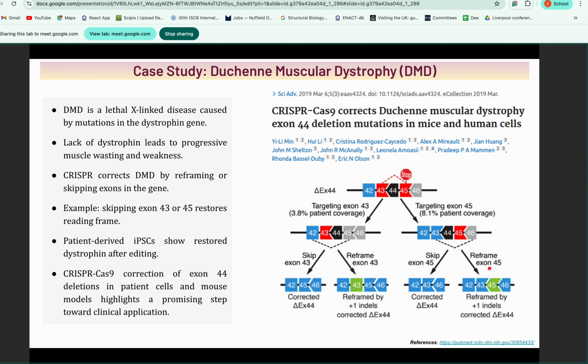Means we are doing this in such a way that 43 and 45 do not combine together in their original forms. So either we can delete one of them, or we can reframe either one of them, so that the stop codon is not observed. So not just 43 and 45. In many papers, you might see some other exons also.